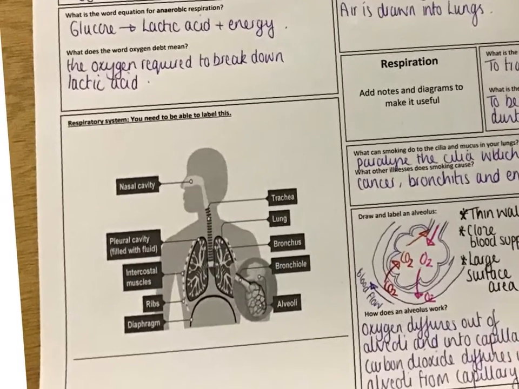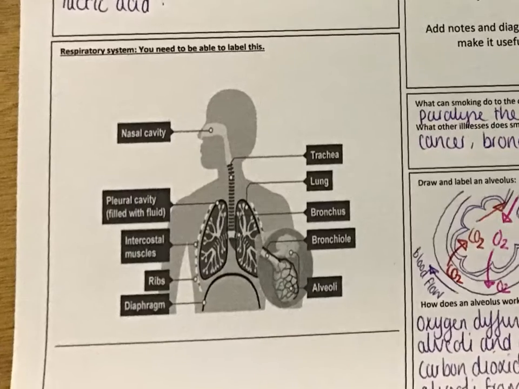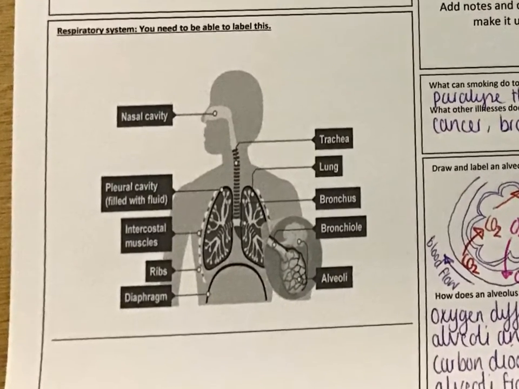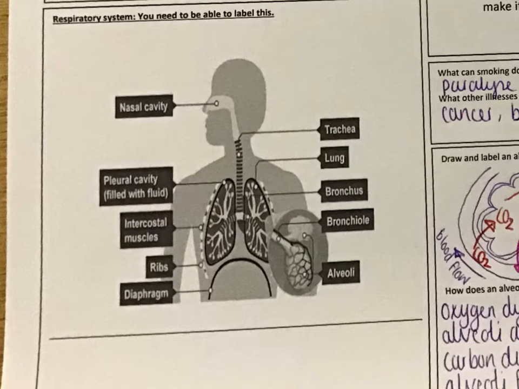Then as we go through, we have our respiratory system. We haven't got to do anything here, we just need to be able to label it. So are we able to label our mouth cavity and our nasal cavity, so our nose and our mouth, where the air comes in. Then we go down to our trachea, which we can see labelled here.